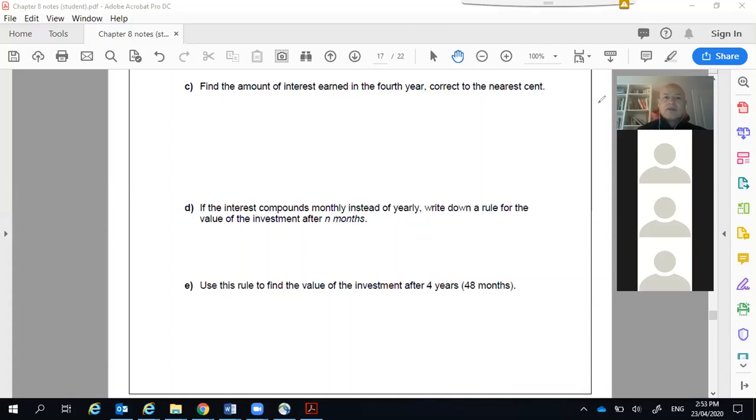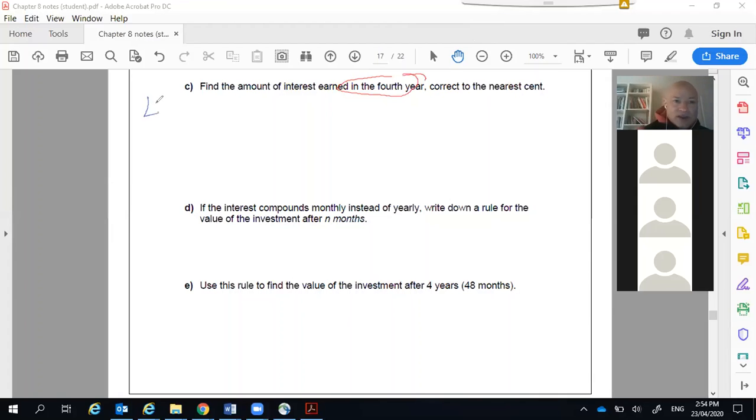Part C says find the amount of interest earned in the 4th year. Only in the 4th year, okay? So let's think about how we're going to do this. In the 4th year, the amount of interest earned should be the amount of what we ended up at the end of the 3rd year. We're going to take away from what we've ended up in the 4th year, because that's just the interest that we earned in the 4th year.